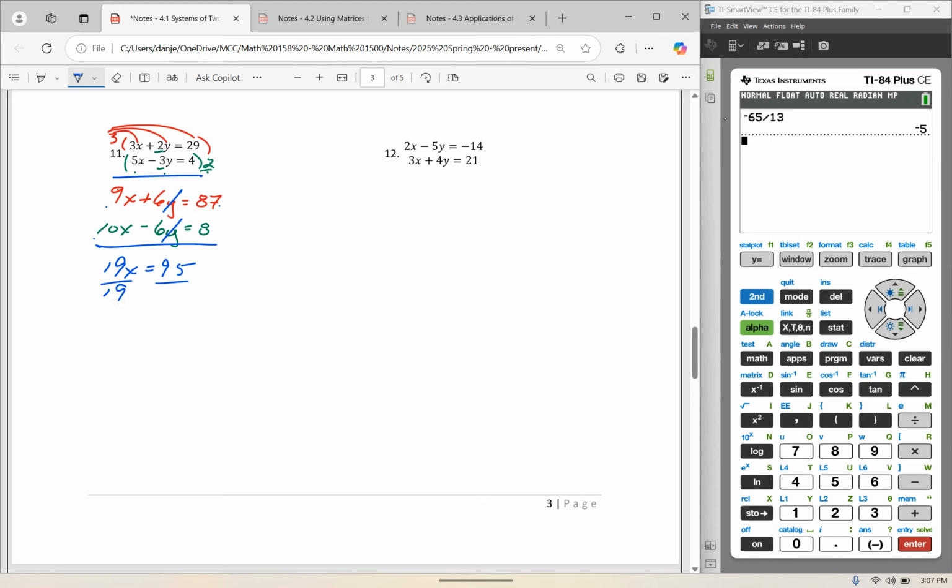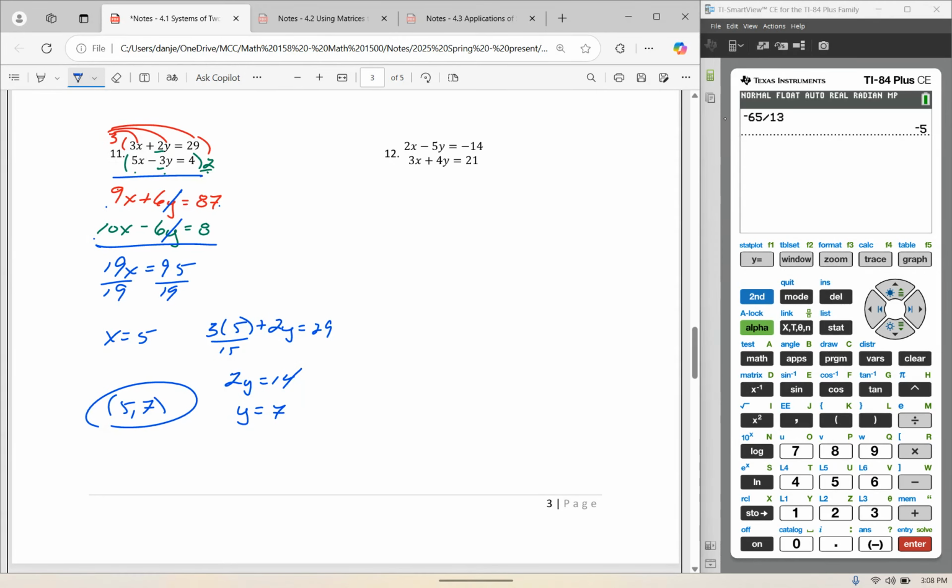When I divide both sides by 19, x will equal 5. And again, it doesn't matter which equation I plug that 5 back into. For x, I'm going to do the top one. So 3 times 5 plus 2y equals 29. So this is 15. So 2y is equal to 14. y would be equal to 7. So my solution is the point (5, 7).